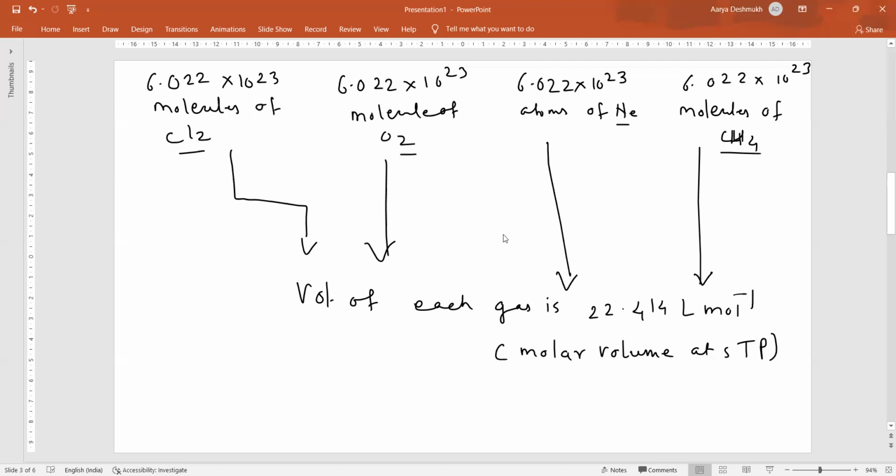Now, this number, we talked about this in basic concepts of chemistry. This is Avogadro's number, 6.022 into 10 raised to 23. So for this Avogadro's number of particles, the volume of each gas is equal to 22.414 liters per mole. This is nothing but the molar volume at STP. Molar means here you have to consider the number of moles. Means you need to convert those molecules into moles, and then you will get the volume for that particular gas. Okay. So we'll be solving numericals based on this also. We will proceed further. You just remember here. This is an important point. Now further.